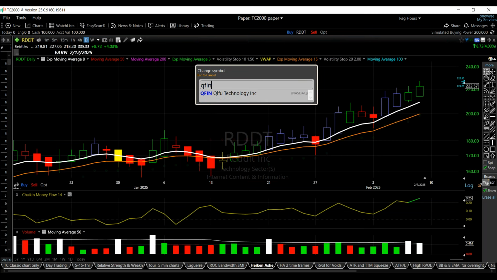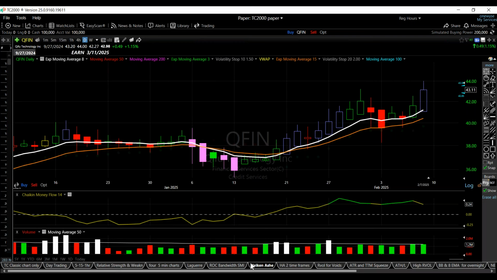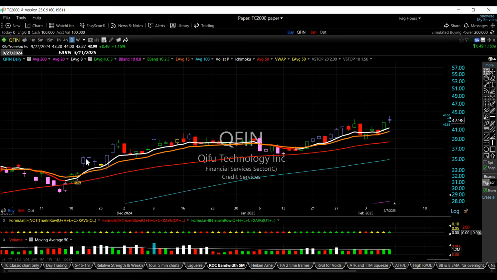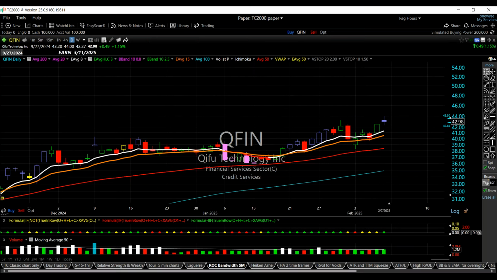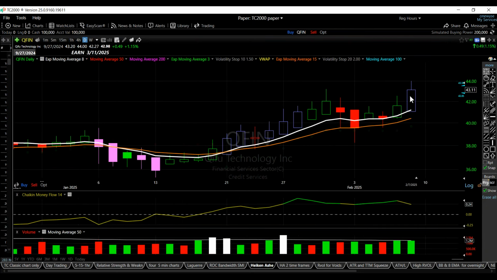I got a couple others I'm just kind of identifying. QFIN, this is a nice little setup. Let's look at the regular chart on QFIN. Moving up with choppiness. We go to Heiken-Ashi and we look at QFIN, and we've got a beautiful Heiken-Ashi reversal right here with a big candle. It's been moving up. See, we had a nice Heiken-Ashi reversal here, which followed through beautifully.